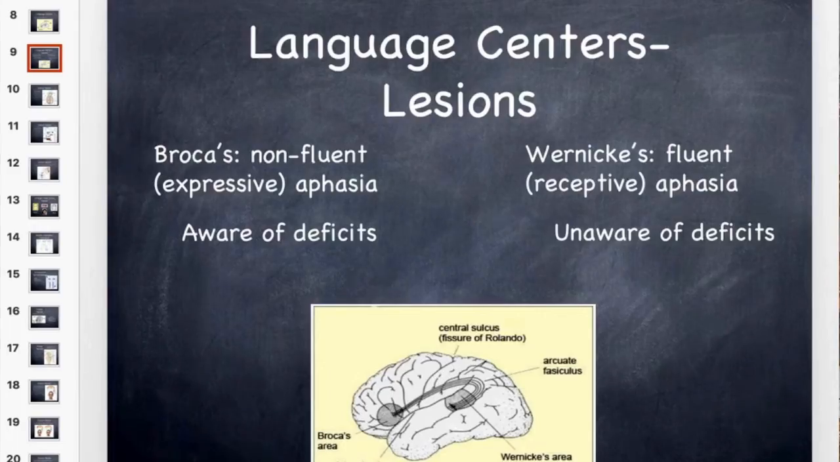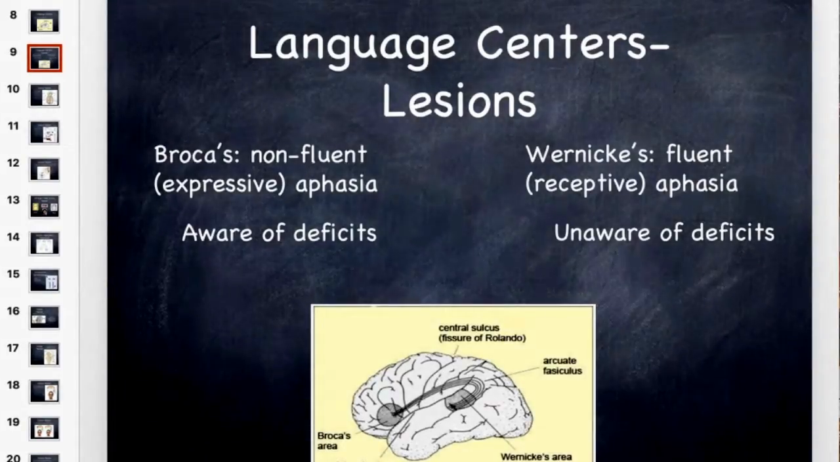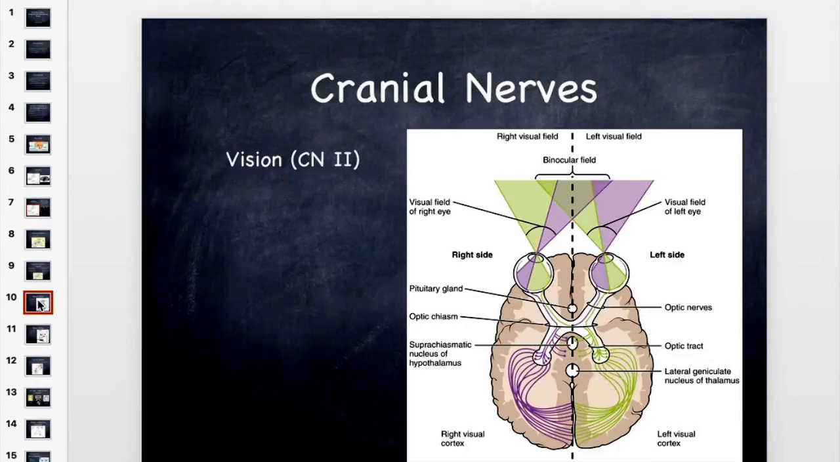Okay. Next. Crane. Okay. Now we're moving down. We've jumped. I've insulted all of these people who work with the cortex. And we're jumping right into the cranial nerves.